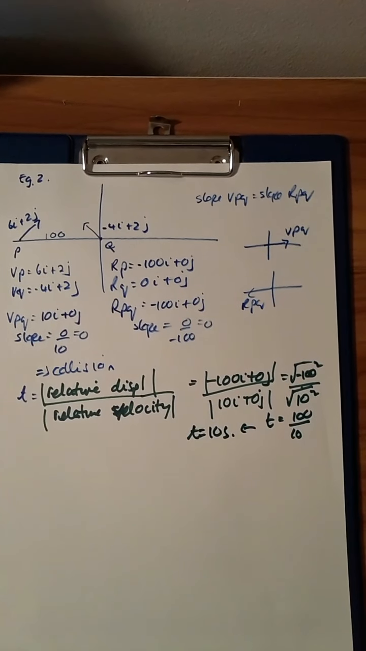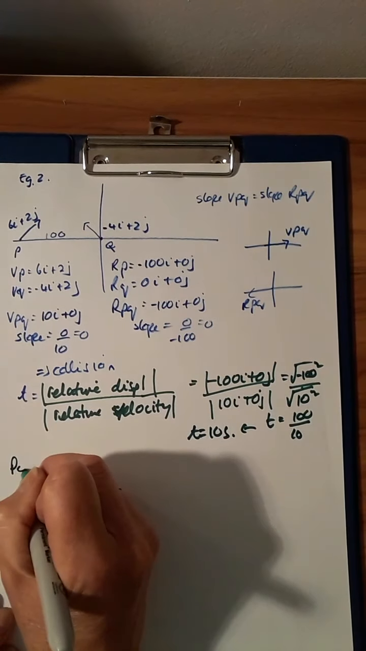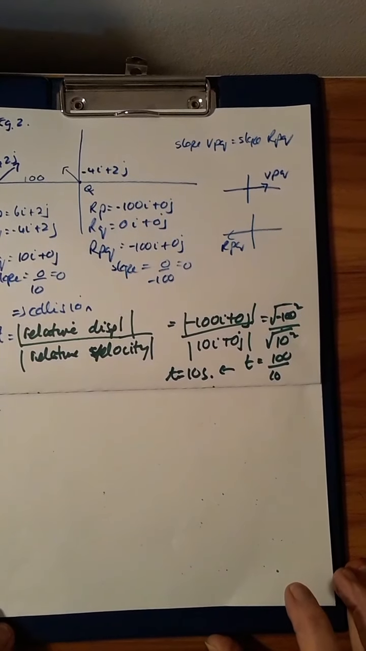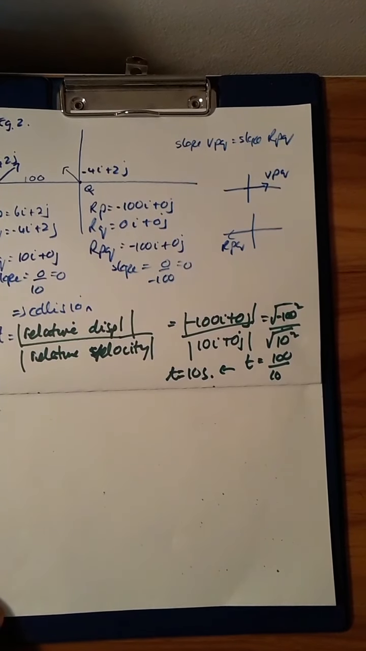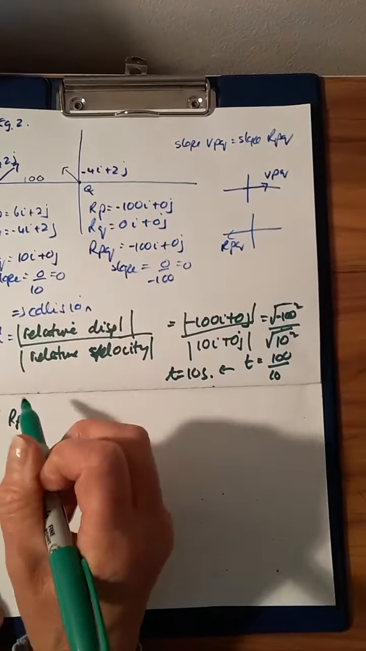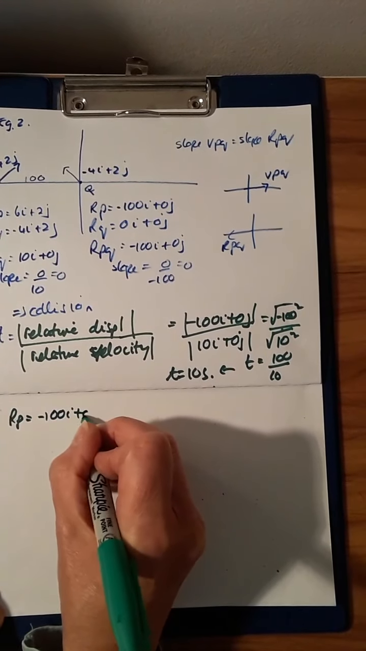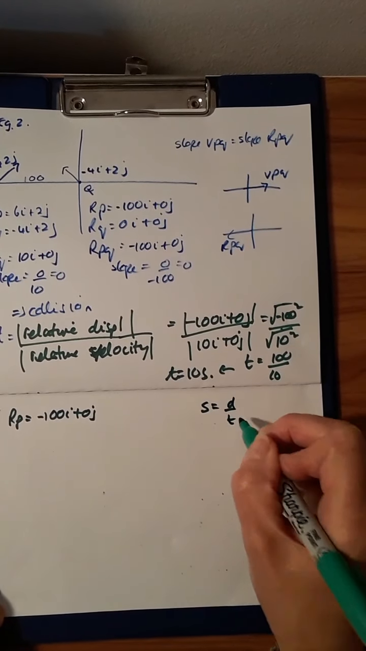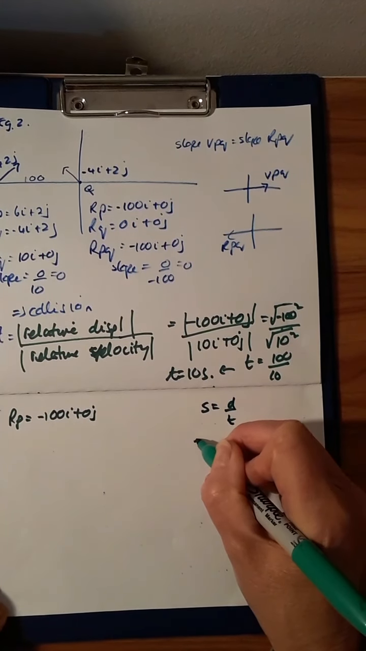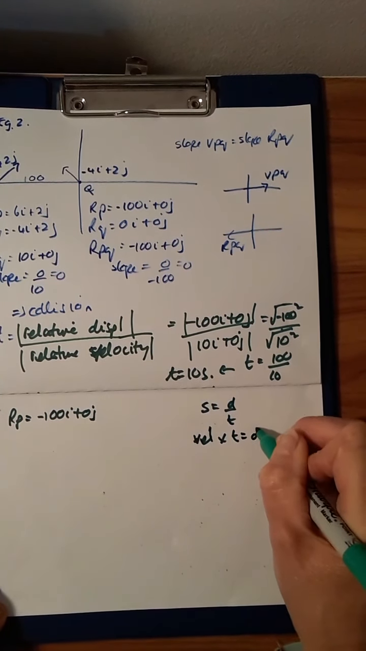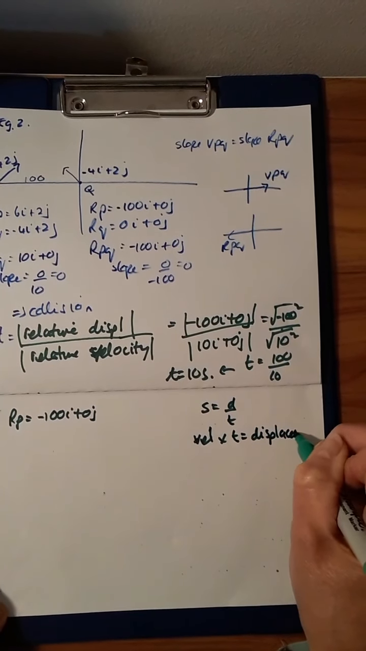Now, where will the collision happen? That's the next part, the position of your collision. Okay, so now I want to find the position of the collision. Remember, I'll just take P. What's the position of P? P is at the position minus 100i plus 0j. And if I use the link that speed is equal to distance over time, it means that speed or velocity multiplied by time will give me displacement.